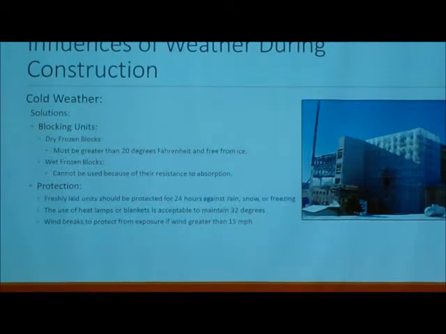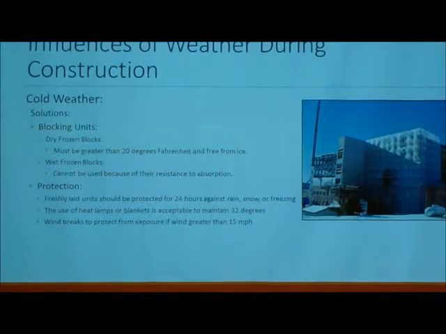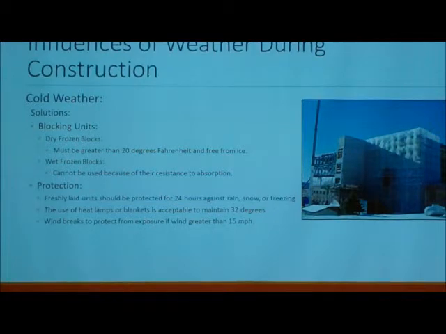After you have laid blocks, you can see over here they have a structure. You can enclose them so they're protected for 24 hours against rain, snow, and freezing. And then you can use heat lamps or blankets to keep that above 32 degrees. Also, if the wind is greater than 15 miles an hour, you're required to put a wind block on the structure. Sometimes that's done through scaffolding along the side of the building with the glazing on the outside of the scaffolding, so the scaffolding will take the load instead of the brick, or it's done by shields placed on the ground if it's a low-lying structure.